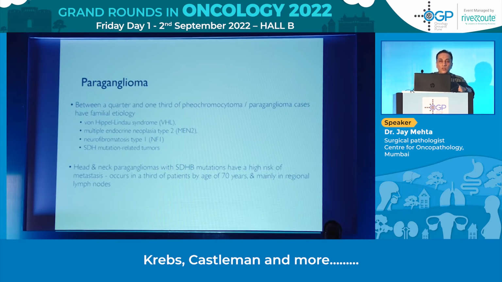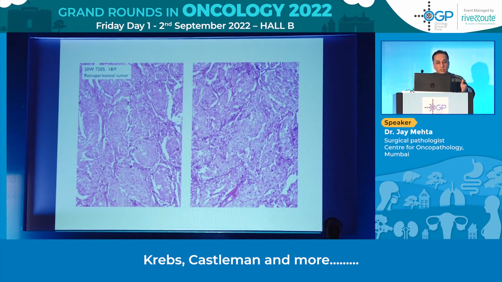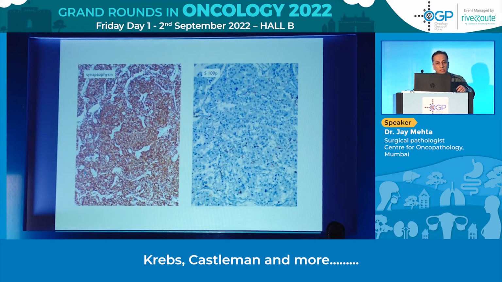Why is it important to recognize this SDH deficiency? Because head and neck paragangliomas with these mutations have a high risk of metastasis. About a third of these patients by the age of 70 years will develop a metastasis, and mainly that will be in the regional cervical lymph nodes. So here's an image of a very typical paraganglioma, nothing to describe here, a very Zellballen pattern. You can see it's marking with synaptophysin, and SOX10 is highlighting the sustentacular cells. By the way, this happened to be in the retroperitoneum and not in the head and neck region.